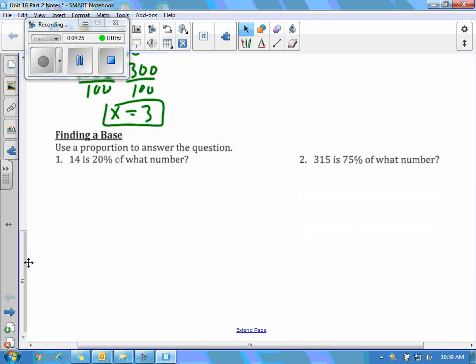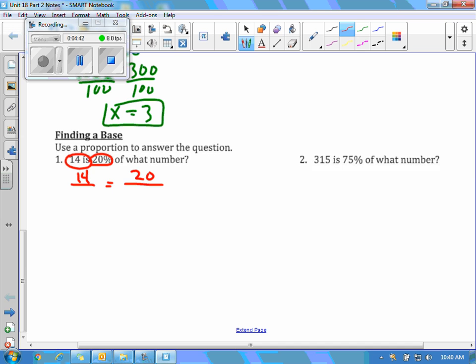Going down to the bottom, it says use a proportion to answer the question. We're finding a base now. So again, I'll start with the proportion. It says 14 is. Is goes on the top left. Then we have 20%, so that's 20. And it says of what number. So that's what we're looking for, the bottom left. Then we know the bottom right is going to be 100.